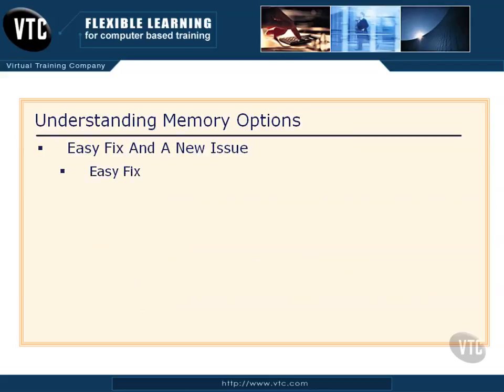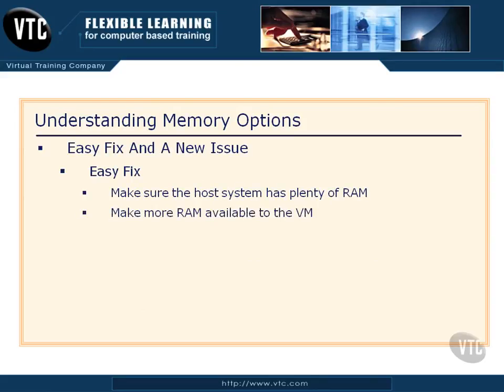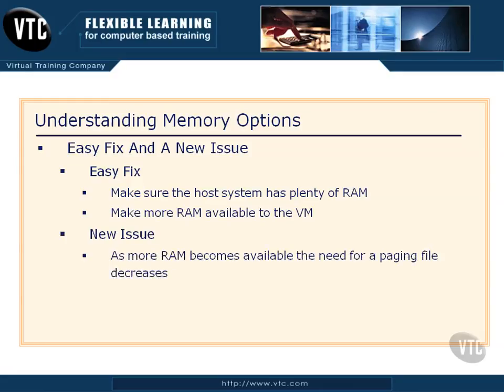So what's the easy fix for avoiding these page faults? Make sure that the host system has plenty of RAM and make more RAM available to the virtual machine. That will generally fix the problem. However, we've got a new issue out there, and you can sum it up by saying that in our world now, RAM continues to get cheaper and faster. We have 64-bit operating systems and 64-bit processors, which means they can address a whole lot more RAM, and as more RAM becomes available, the need for a paging file decreases, and our page faults become, quote, soft. So we're not having the hard page faults, we're having the soft page faults.